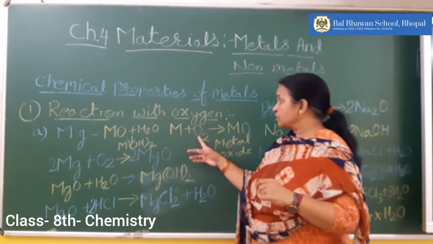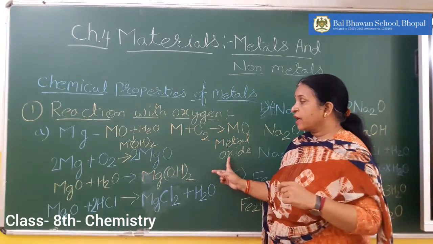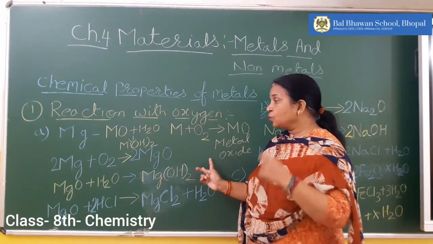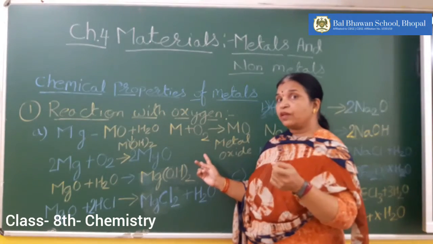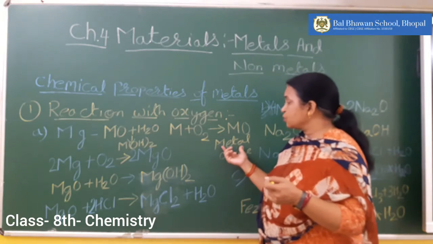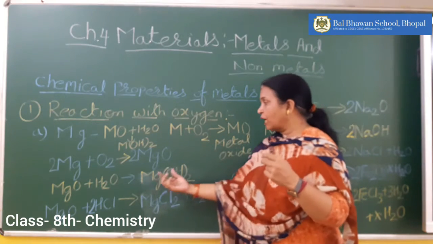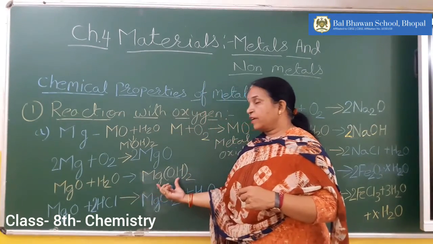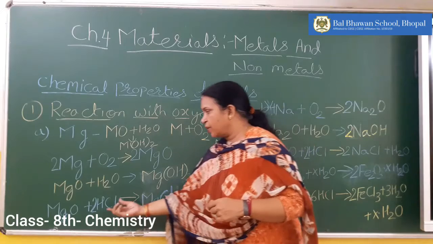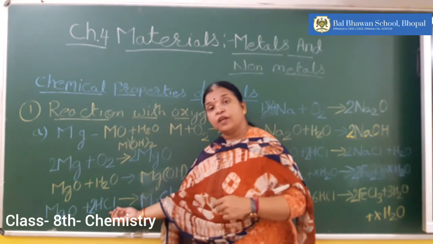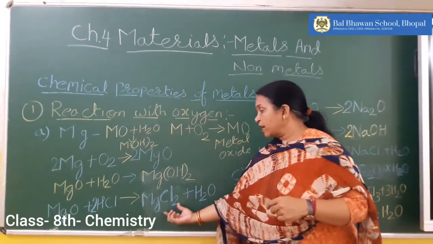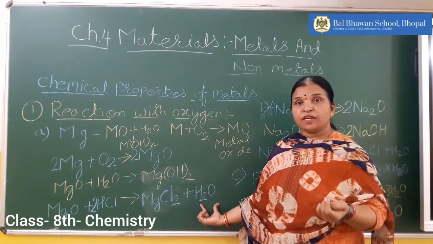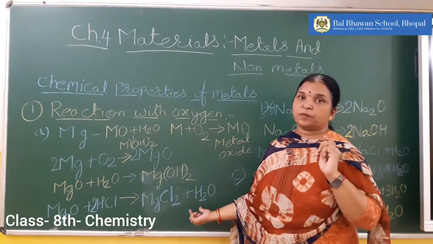When metal reacts with oxygen, it produces metal oxide. To test the nature of this metal oxide, we use litmus paper, and we divide the metal oxide into two halves. One part I dissolve in water, and I get magnesium hydroxide. The other part I dissolve in hydrochloric acid, and I obtain magnesium chloride and water. Now we will try to understand this with the help of an experiment.